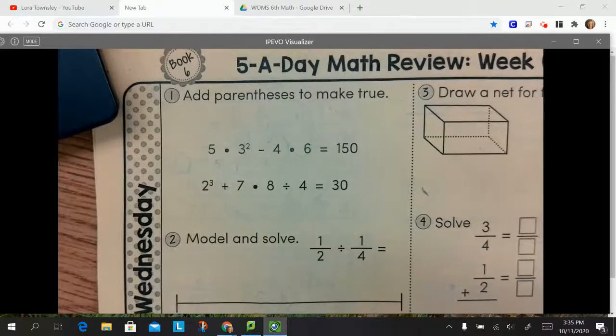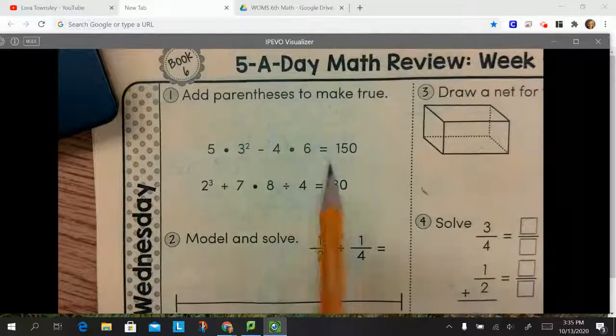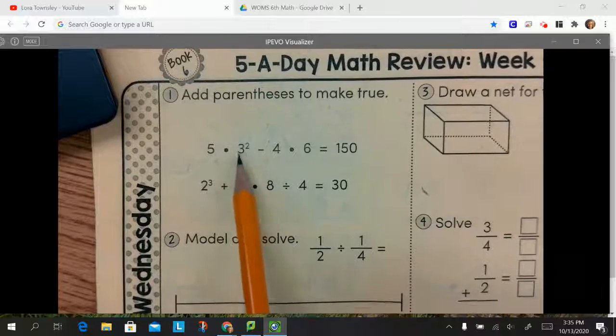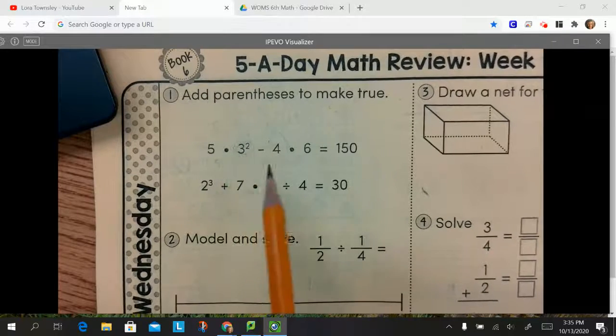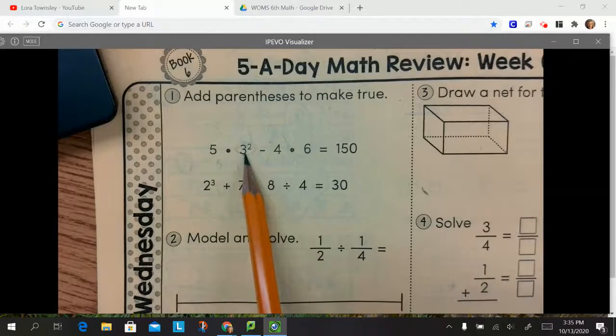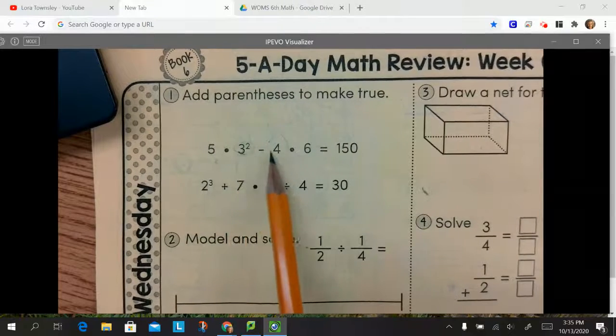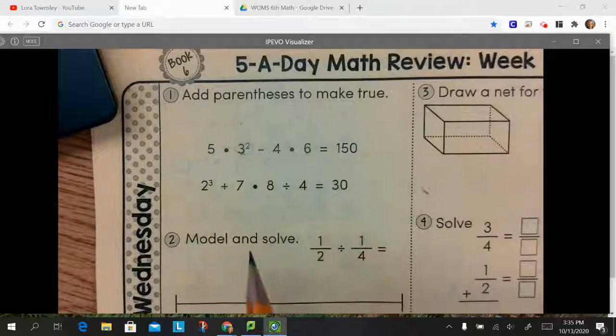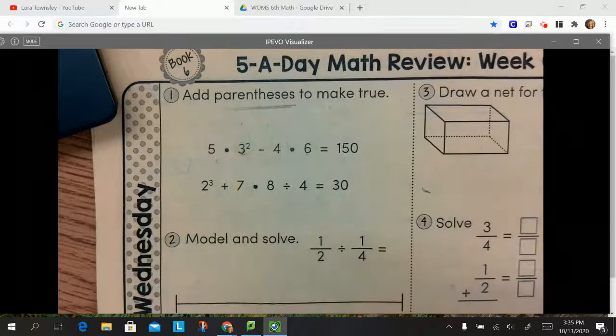Okay. So it looks like we need to add parentheses to make this true. And it looks like we've got 5 times 3 squared, which you know is 9. It's not 6. It's not 3 times 2. It's 3 times 3. It's 9. 5 times 9 minus 4 times 6 equals 150. And somehow we need to add some parentheses to make this become true.